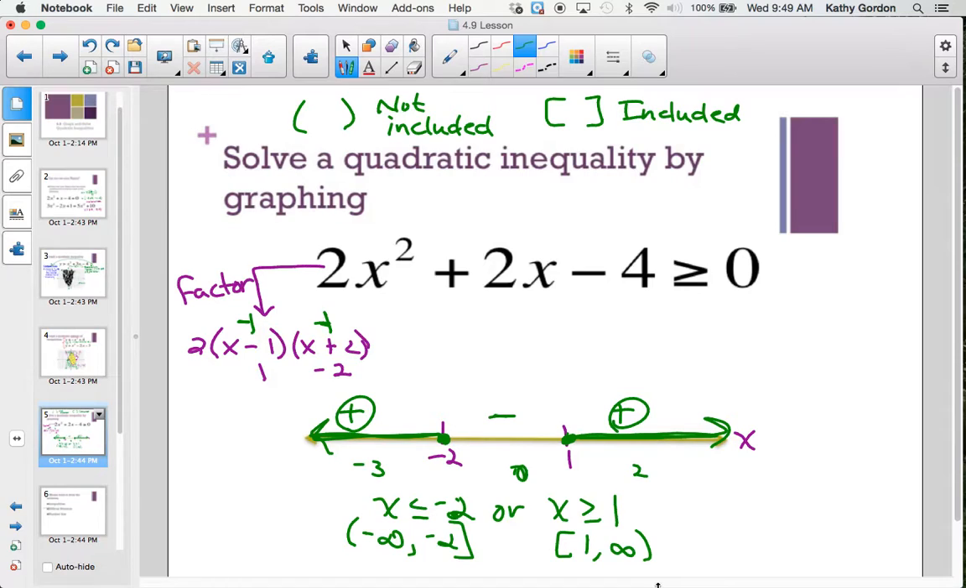Okay? And that can be a little bit confusing, especially when we start using all parentheses. It's like, well, it looks like an ordered pair. That's just a point. No, it's not. It's an interval.